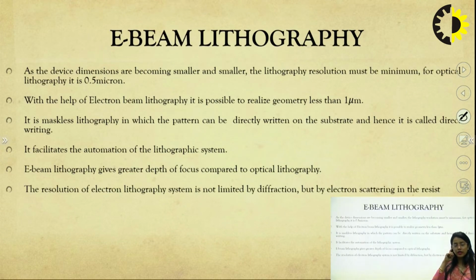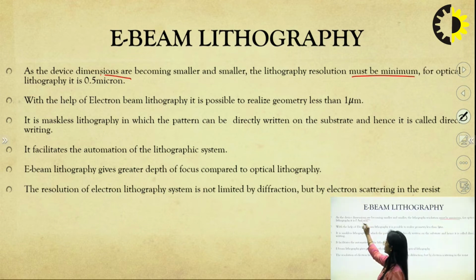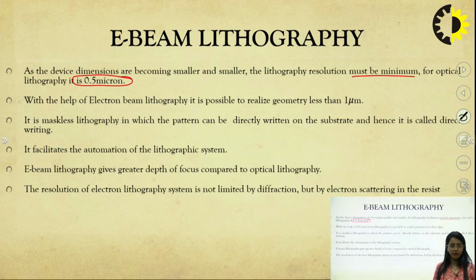Now, electron beam lithography. As device dimensions are becoming smaller and smaller, lithography resolution must be minimal, and optical lithography gives us a range of up to 0.5 micron. With the help of electron beam lithography, it is possible to realize even less than 1 micrometer.